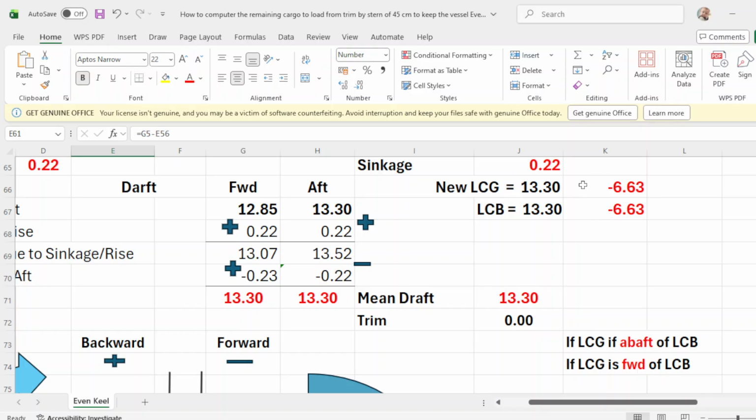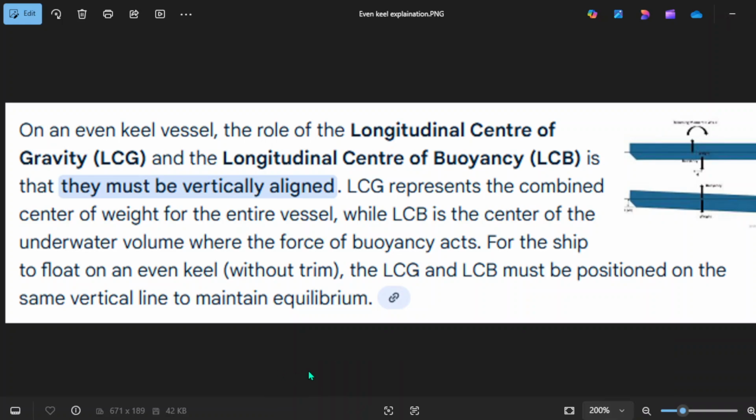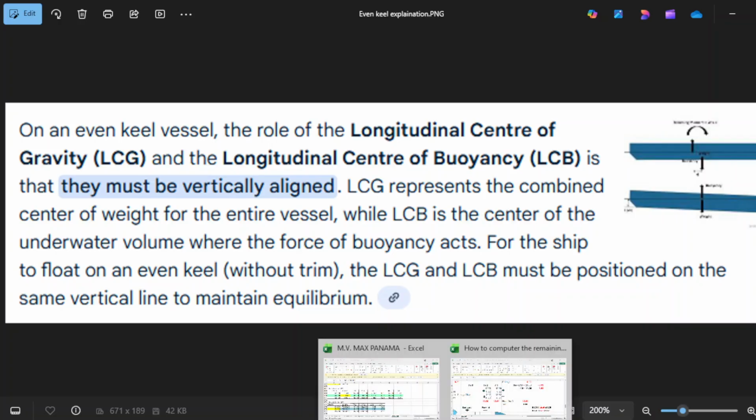And what is the LCG of this drop of 13.30? Investigate, guys. Let's read this one. On an even keel vessel, the rule of the longitudinal center of gravity, which is LCG, and the longitudinal center of buoyancy, which is LCB, is that they must be vertically aligned. So what does it mean? Let's go to the drawing.